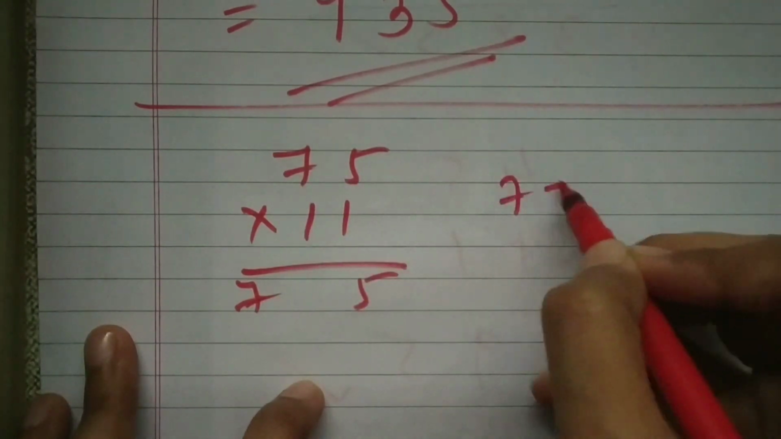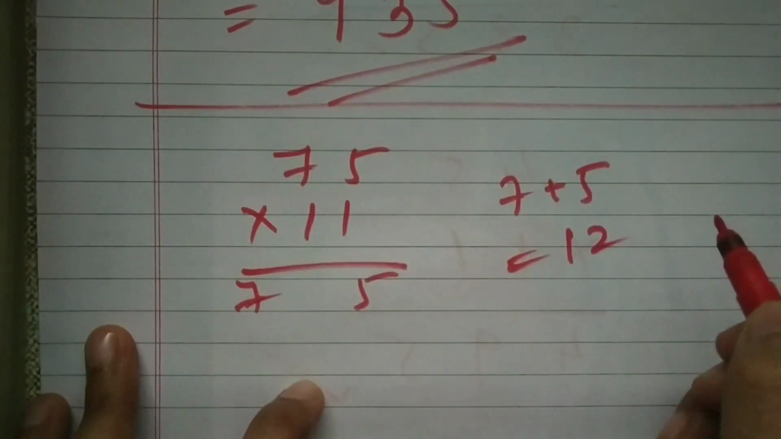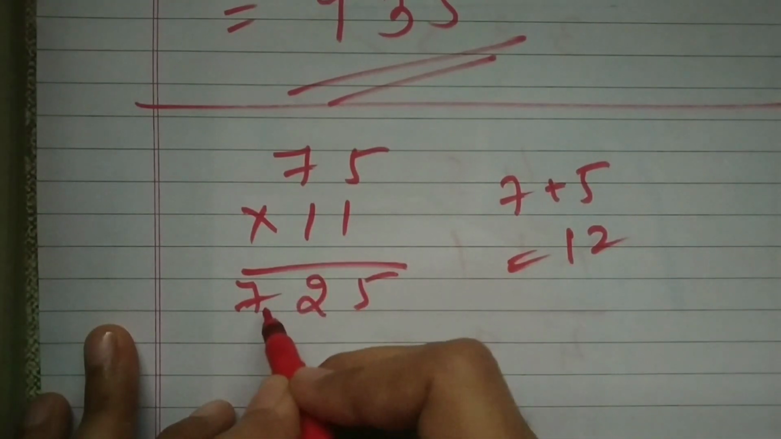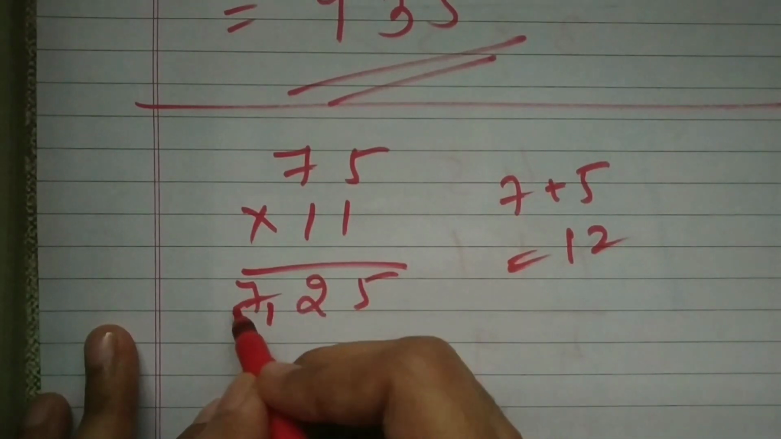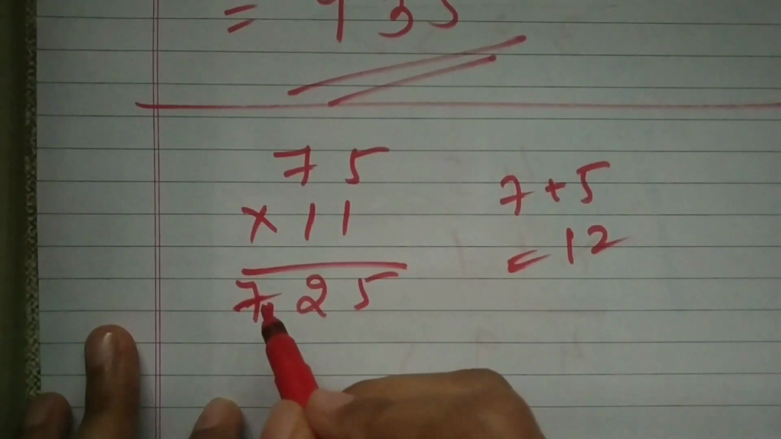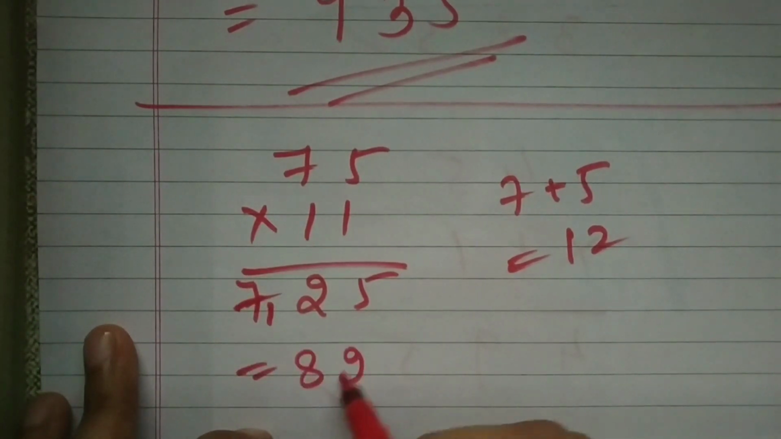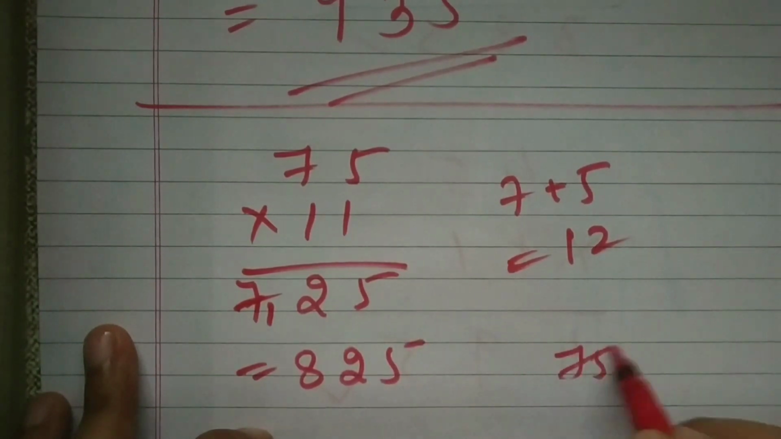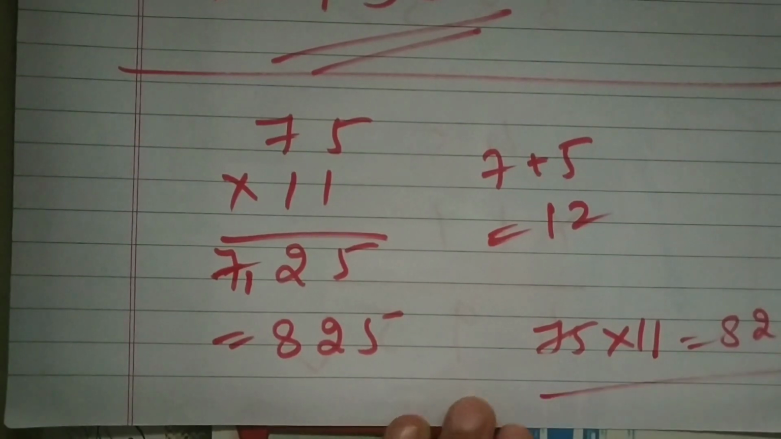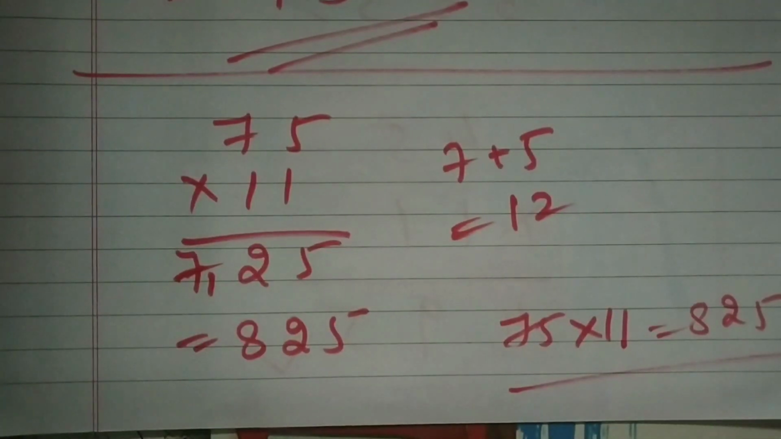Add these two numbers. So 7 plus 5 is going to be 12. So what are you going to do? Write this 2 here and 1 goes as a carry. So I'm going to write it short at the bottom here, so that it will be like 1 carried over to 7. So your final answer is going to be 825. So 75 multiplied by 11 is nothing but 825. Haven't you got it in fractions of seconds?